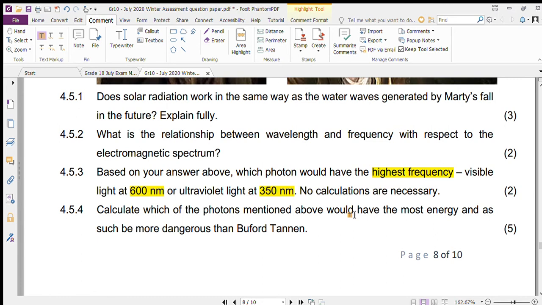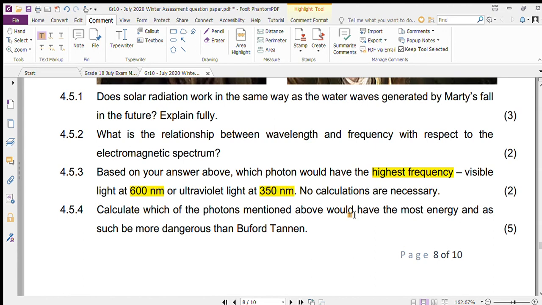Then from that, now you've made that statement, I wanted you to back up that statement using calculations. So I wanted you to do an energy calculation for 600 nanometer visible light as well as for 350 nanometer ultraviolet light. You needed to do both. That was the thing. You needed to convert from nanometers to meters, because the SI unit for wavelength is meters.